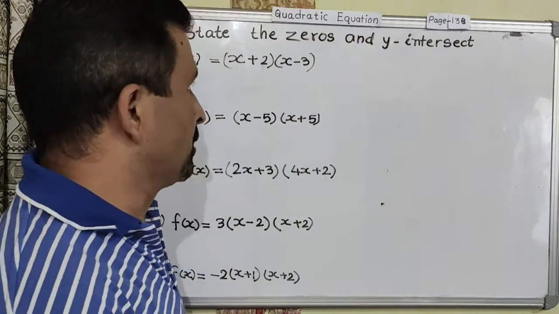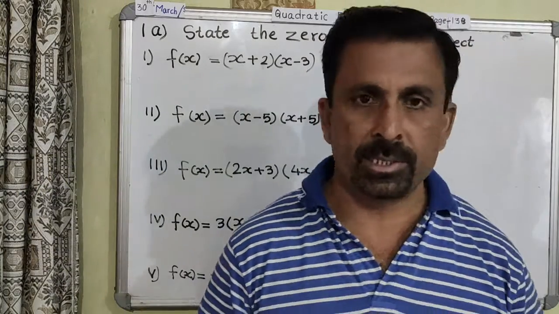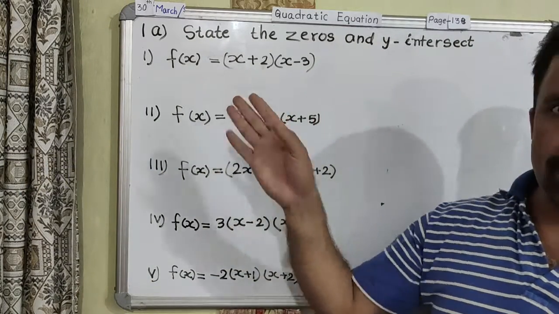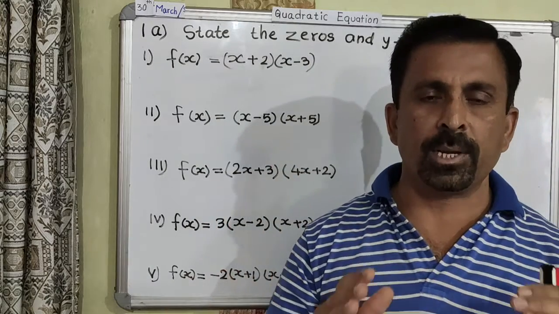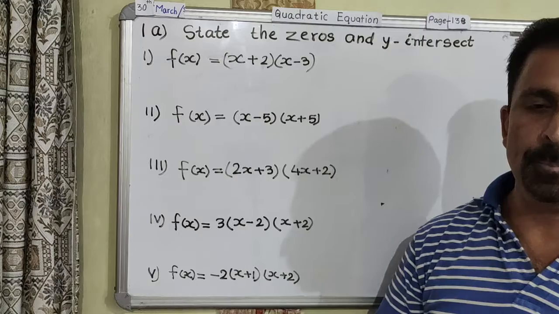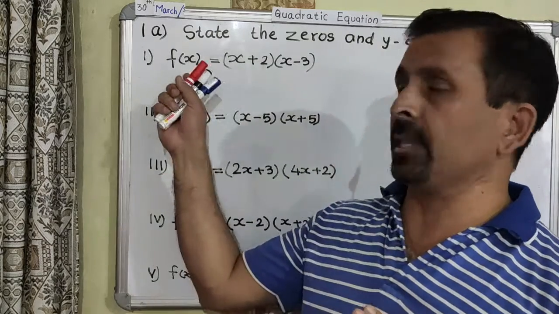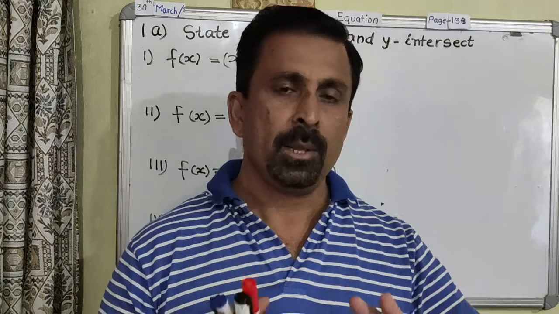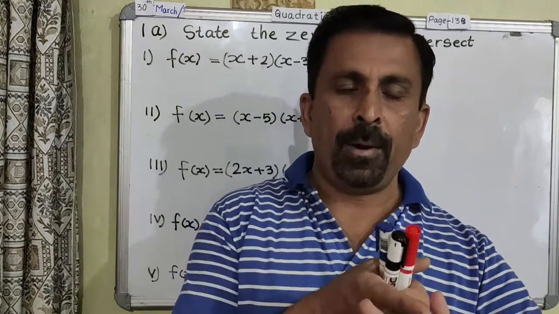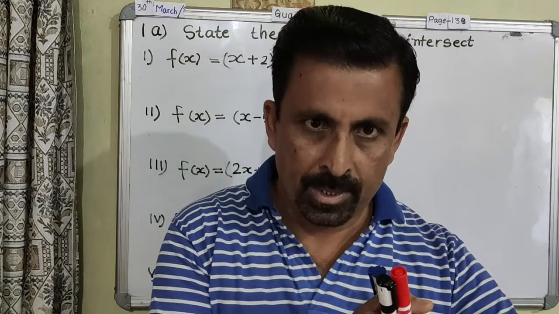Alright, so I have taken the first question. In the first question there are 5 equations, right? Now we have to do the complete task for each quadratic equation in the factored form. What is the meaning of complete task? When we deal with the factored form of quadratic equation, first of all we do the algebraic calculation. We find the value of the x-intercept, which is also called the zeros.